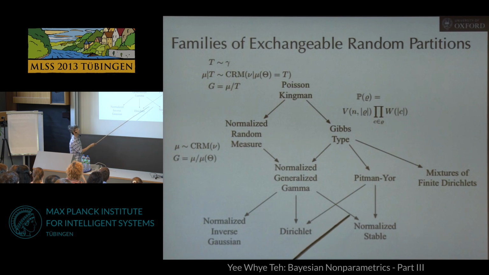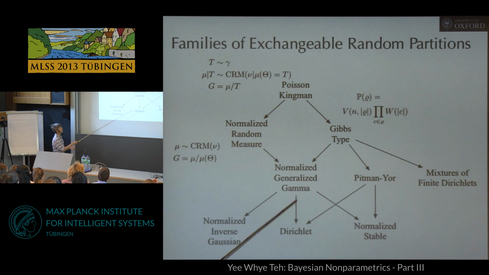It's basically a mixture of things which are related to stable distributions. And another one is a mixture of finite Dirichlet. Basically, it is in these Gibbs type random partitions that we get a theory for random partitions that encompasses both the non-parametric priors, which have an infinite number of clusters, as well as the finite mixture models, which have a finite number of clusters.